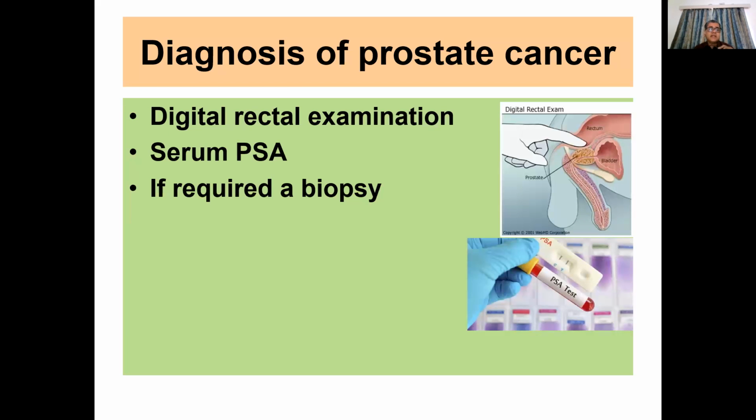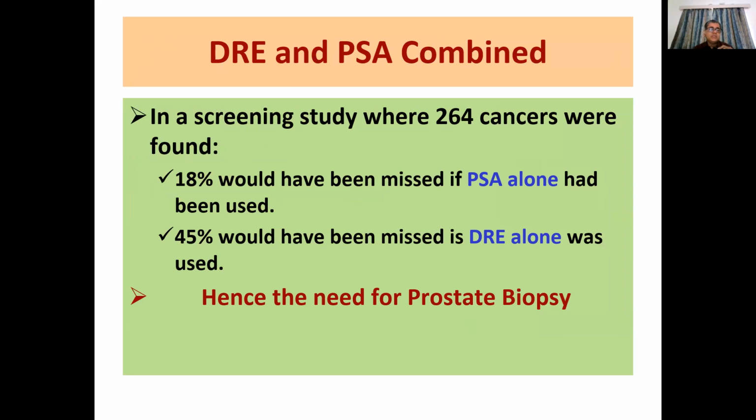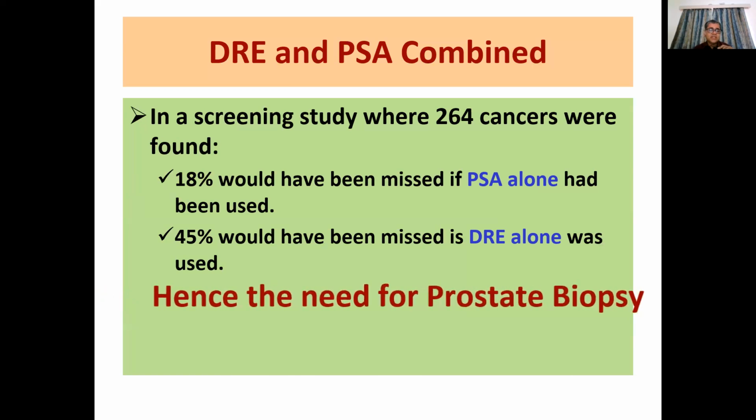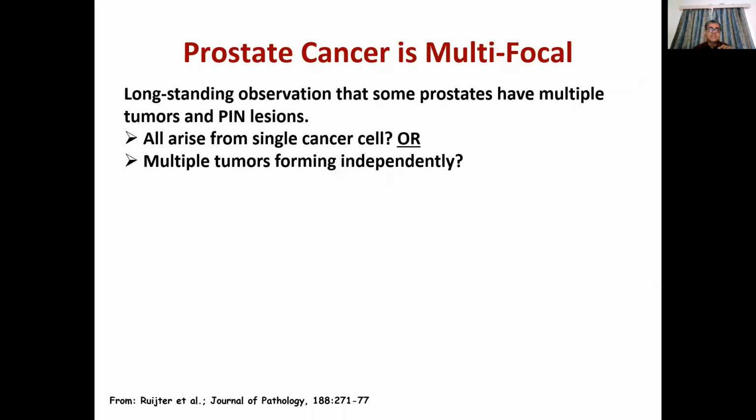So basically, the diagnosis of prostate cancer is by digital rectal examination, a serum PSA level, and if required, a biopsy. The issue with digital rectal examination and serum PSA is that many of the prostate cancers would be missed if only these tests individually or combined are used. So if you look at this data, 18% would have been missed if only PSA is done, and about 45% to 50% would be missed if only a DRE examination is used to diagnose prostate cancer. Hence, there is a need for prostate biopsy in these patients.